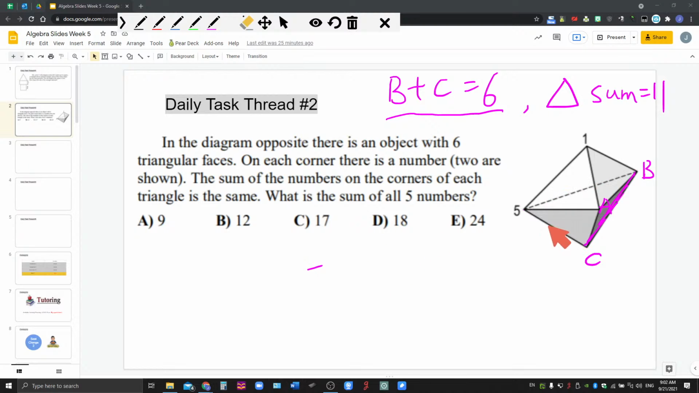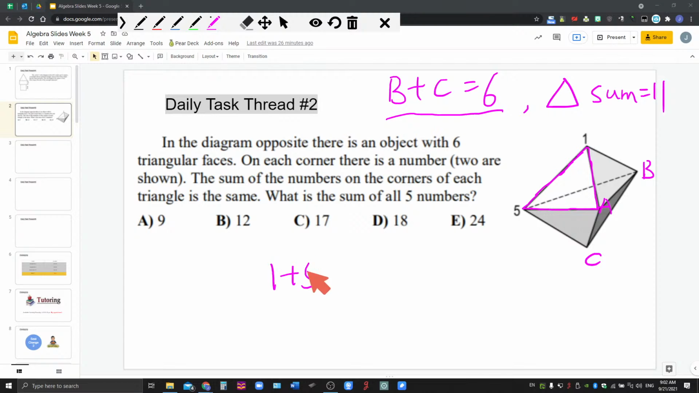Now, probably you already see what's going on. We are going to use a different triangle to find out. In that triangle, there should be just one unknown value, and we can use the total sum and B plus C, and we can use that known information to find the unknown value. And which one are you going to use? For me, I'm going to use this original one, this one on the front.